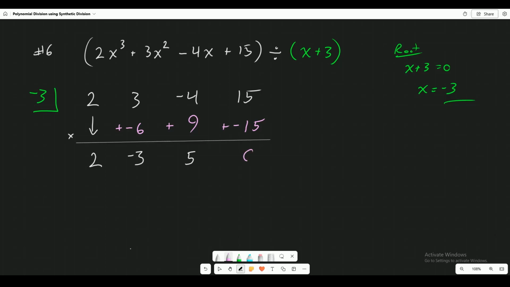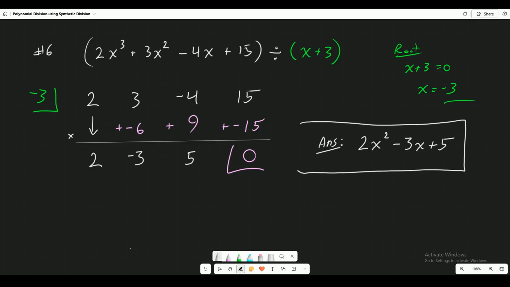Add, 0. All right? That means that x plus 3 is a factor of the polynomial, which means that our answer is, it was third degree, right? What we started with. So that means that our answer, our quotient, is second degree. So we have 2x squared minus 3x plus 5. And that's our answer right there. Cool.